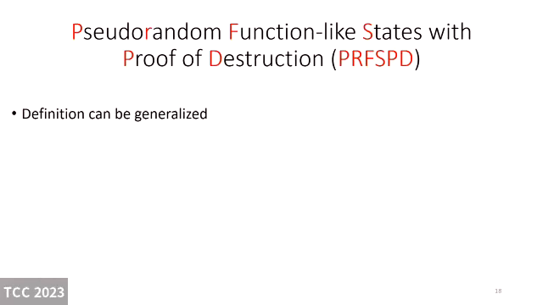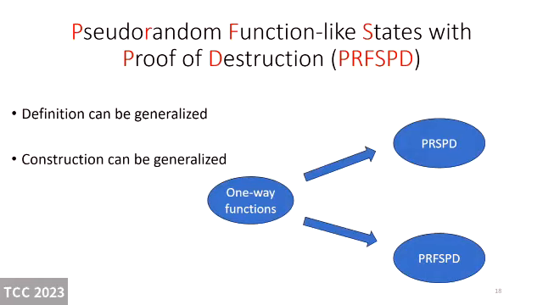So far we only talked about PRSPD, or pseudo-random states with proof of destruction, but we can also associate proof of destruction with pseudo-random functions. It turns out this definition can be naturally generalized, and our construction can also be naturally generalized. So what we actually get is that we can construct both PRSPD and PRFSPD from one-way functions. Now let's look into a few of the applications.